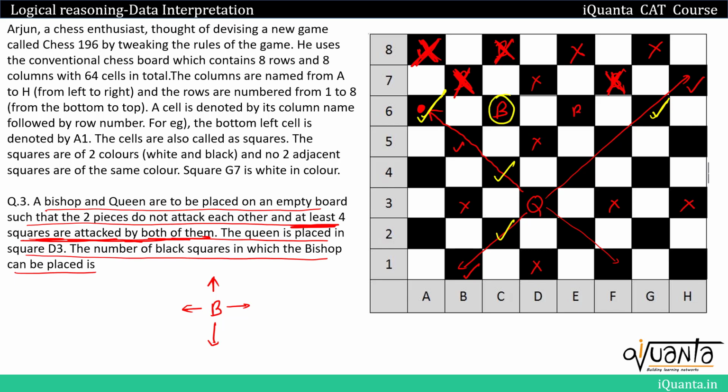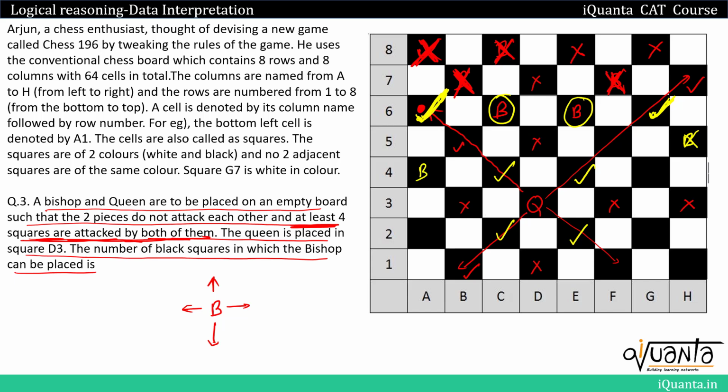Then let us place the bishop over here. In this case also, this cell will be attacked by both of them, this cell also, this cell as well and this cell as well. So from here also both of them are attacking 4 cells, so this place will also be counted. Similarly, if we place the bishop over here, this will not satisfy the condition. Similarly, if I place the bishop over here, from here also they will not be attacking at least 4 cells in common, so this will be gone.